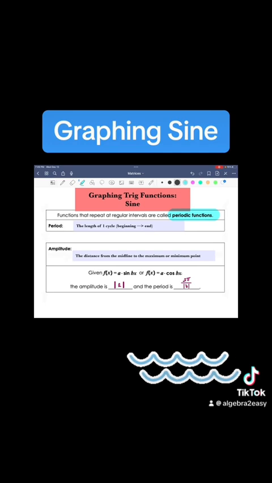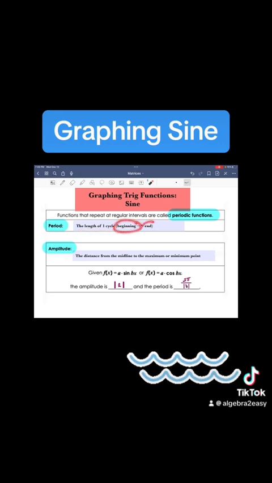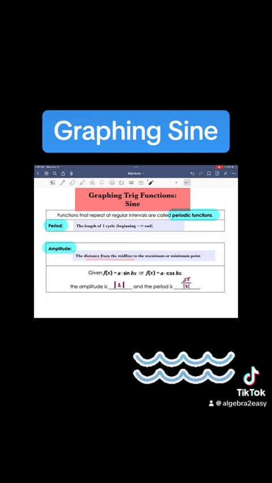Periodic functions, aka trig functions, have two main pieces that we're going to be focusing on today, and that is the period and the amplitude. Now, the period describes the length of one cycle. So basically, from beginning to end, how long does it take for one full complete cycle? Amplitude is going to be the distance from the midline to the maximum or minimum point.